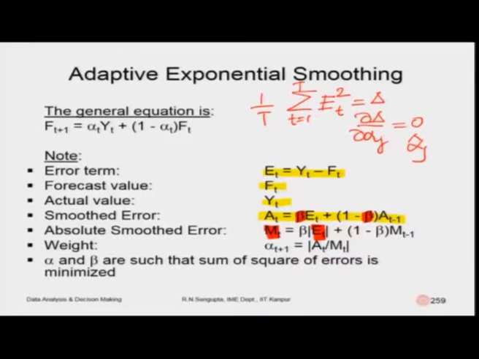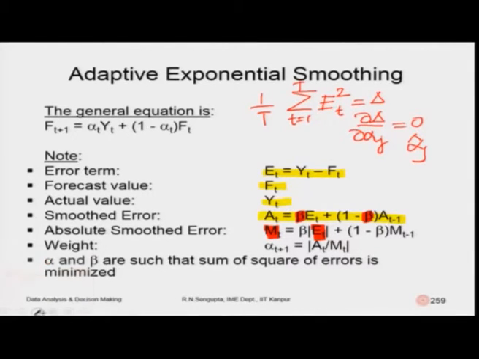And obviously, the fact that the smooth error which is A t and the value of the absolute smooth error which is m t, if they are 1. So, obviously, it would mean the value of alpha is 1. If they are increasing or decreasing, obviously, they would have an effect on how the alpha value is created. So, again I will basically highlight the value of alpha and beta are such that the sum of the squares of the errors is minimized, and we will basically come to the problems accordingly.